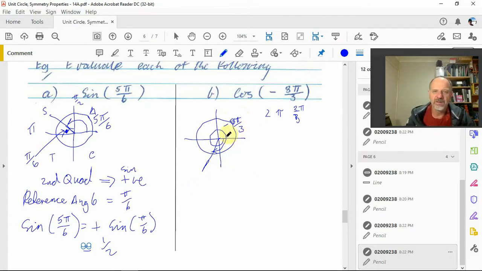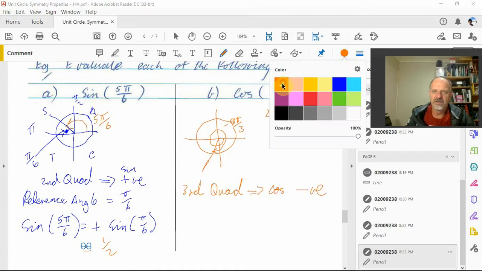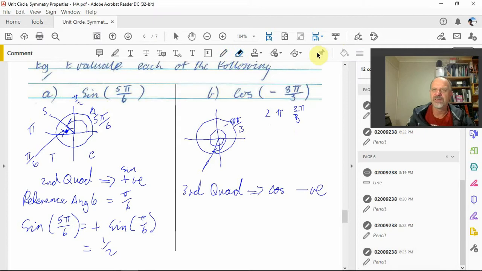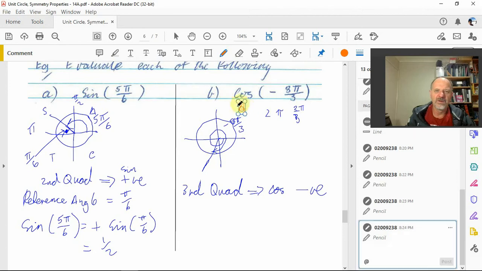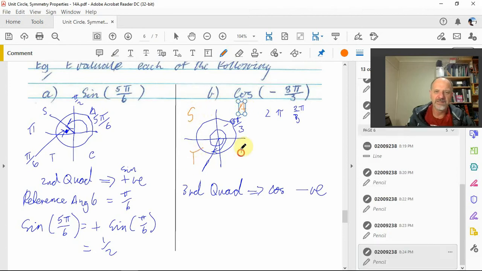So what do we got? Down here we're in the 3rd quadrant, and cos is negative. I don't want to change all of that, but anyway, I know what I can do. Go here, pretend to rub something out. Go here. There we go. So A, S, T, C. So in the 3rd quadrant, it's tan that's positive, so cos is negative.